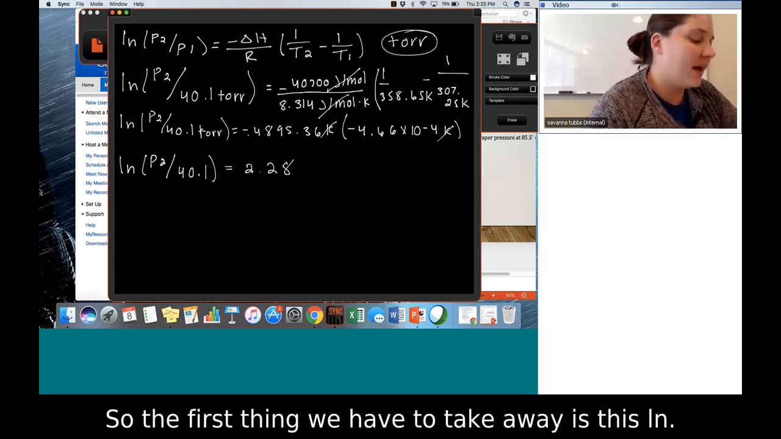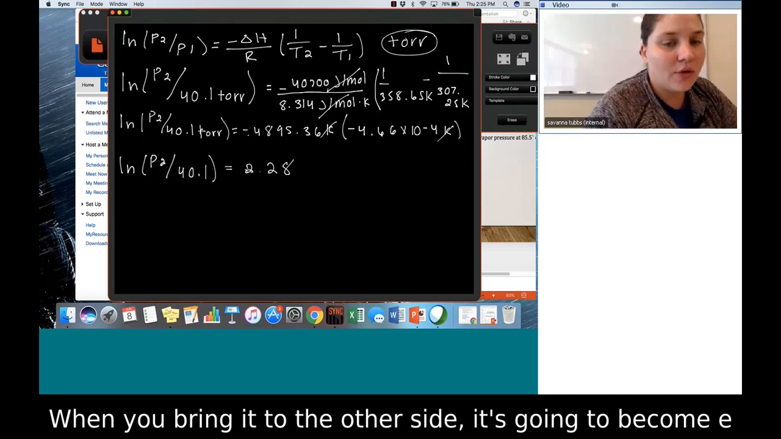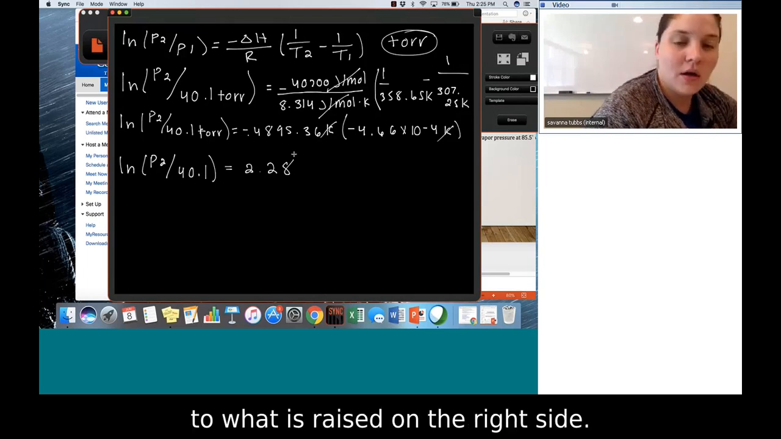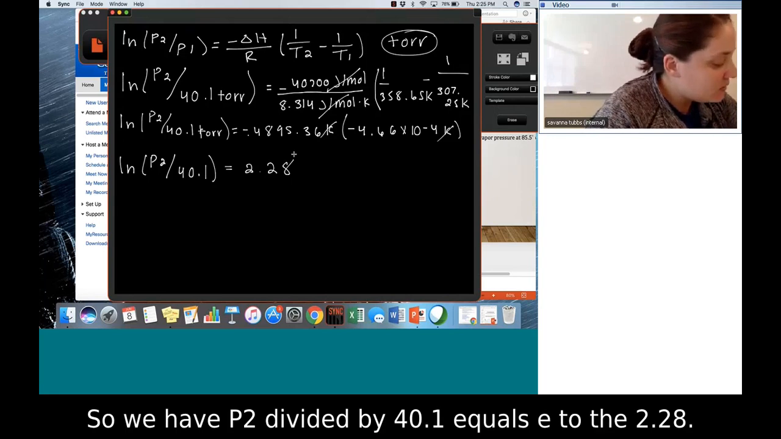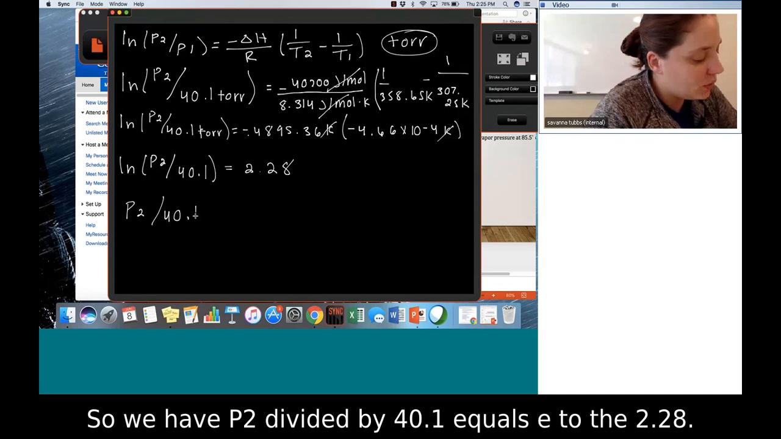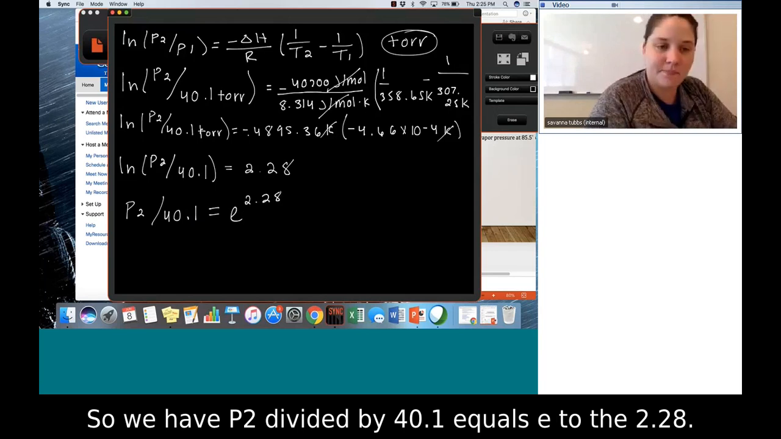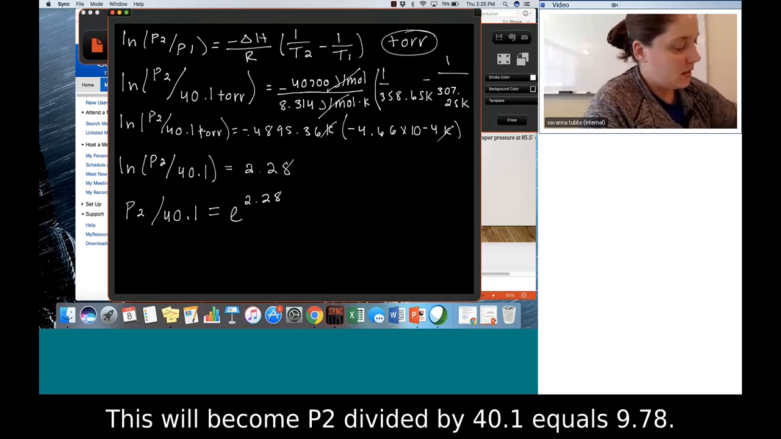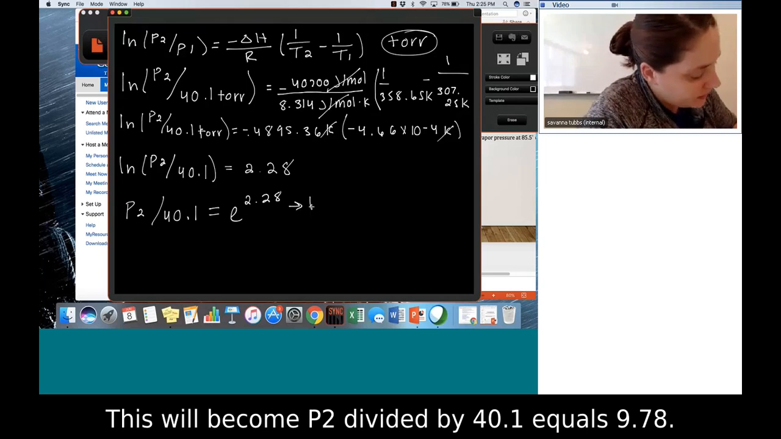So the first thing we have to take away is this ln. When you bring it to the other side, it's going to become e to what is raised on the right side. So we have P2 divided by 40.1 equals e to the 2.28. This will become P2 divided by 40.1 equals 9.78.